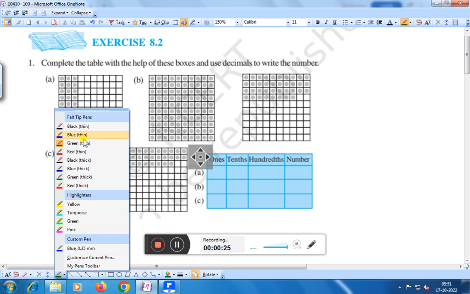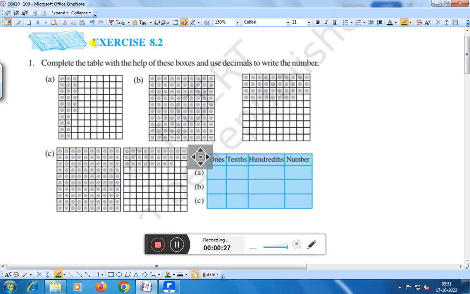First of all, we have to find how many squares, or how many boxes, there are. Let us find the horizontal boxes in this direction. That is 1, 2, 3, 4, 5, 6, 7, 8, 9, 10. That means in the horizontal direction there are 10 boxes, right?